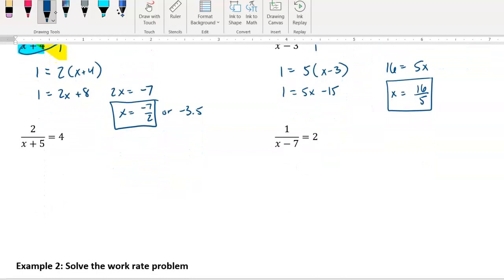So I want you guys to try these next two problems completely on your own. So pause the video and hit play when you're ready to check your answer.